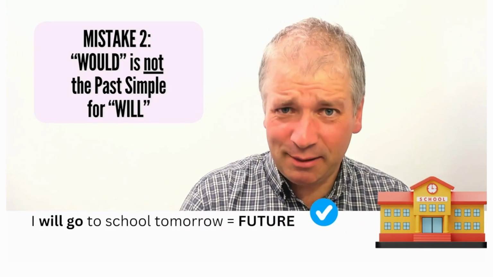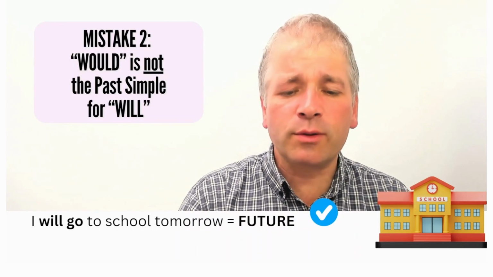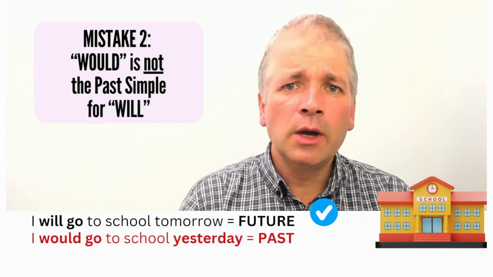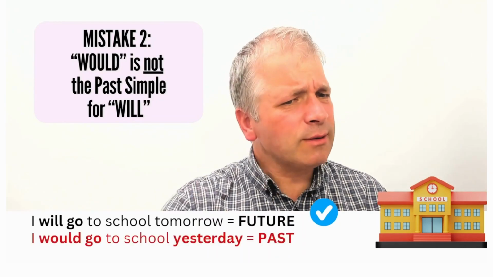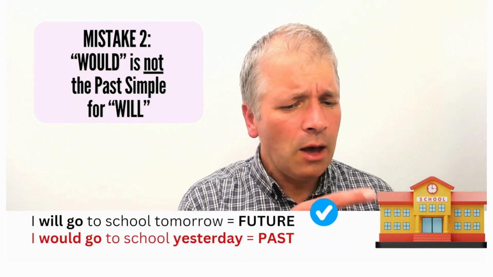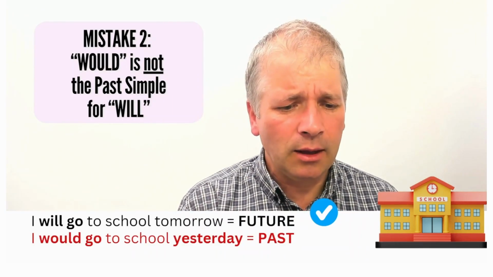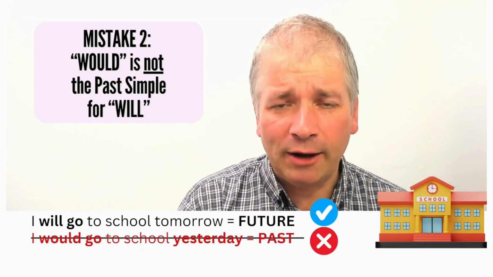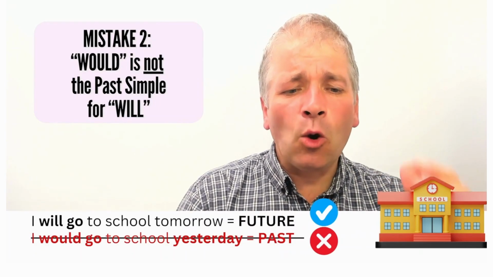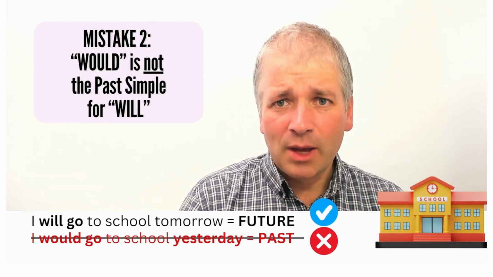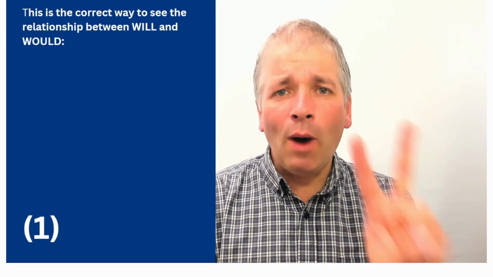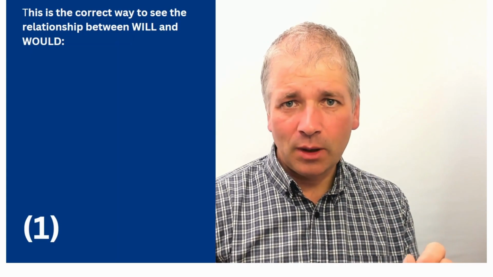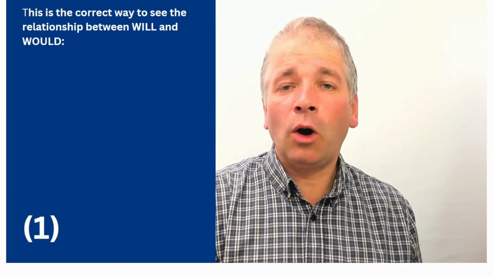Now, this is a correct sentence. I will go to school tomorrow. We all agree it's in the future. So if would is the past of will, can I therefore say, I would go to school yesterday because it's the past of will? No, you can't do that. You cannot simply make would the past simple. Now, there are 2 clear ways in which would is the past of will, but they are in these two ways, so watch carefully.